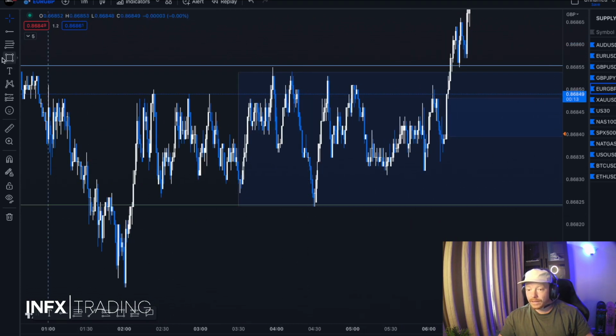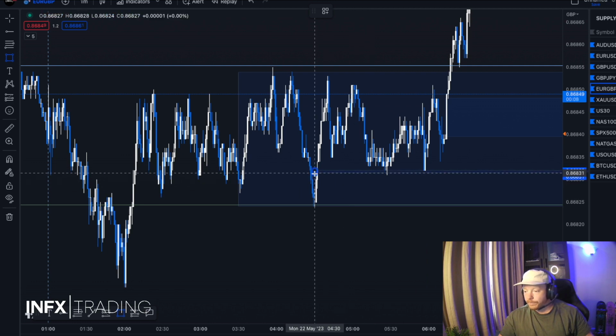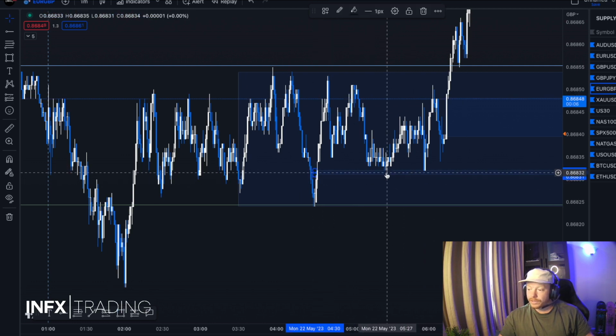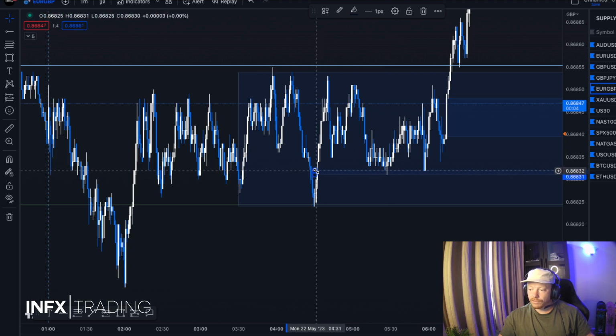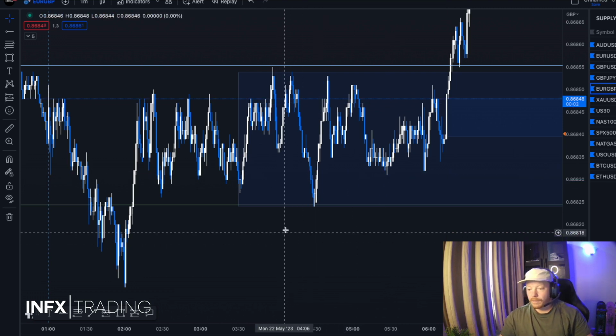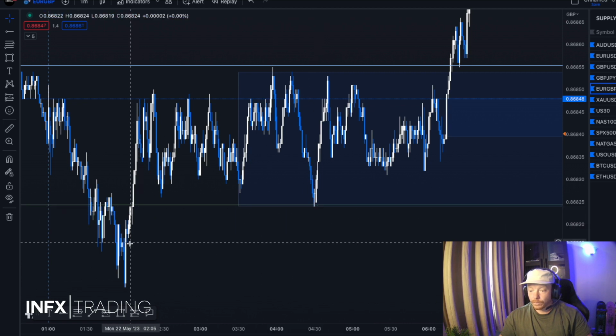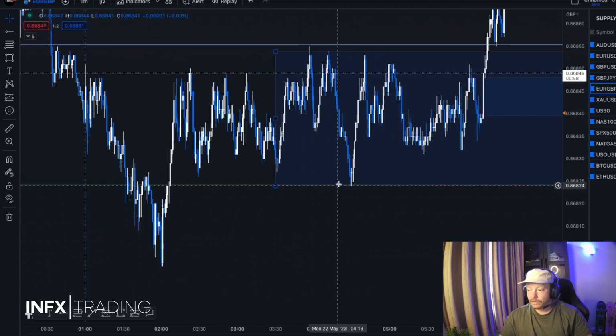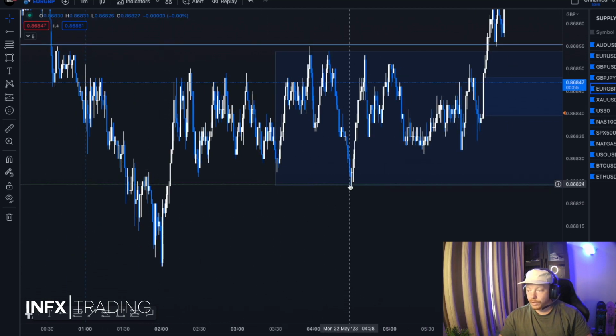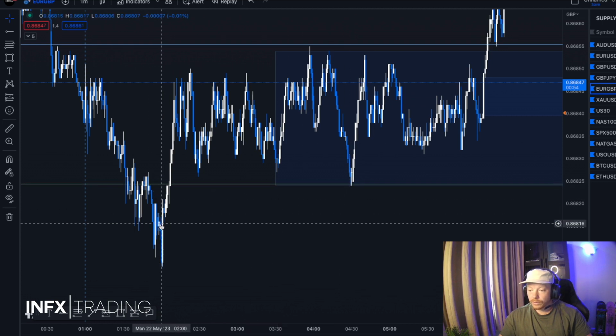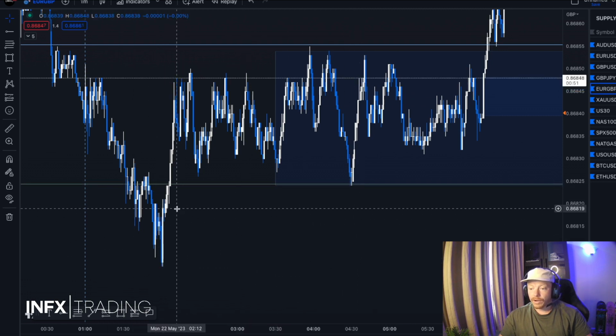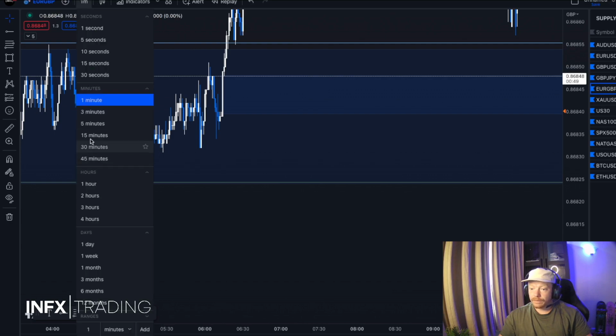Other than that, the only one we had elsewhere was this one here, but that's already been taken out by this wick down here. So this one is now irrelevant to price currently. And below that, we don't actually have any on the 1 minute chart, which is nice to see. On the lower time frames we don't have any, so I'm not worried about any down there. That is a good sign.